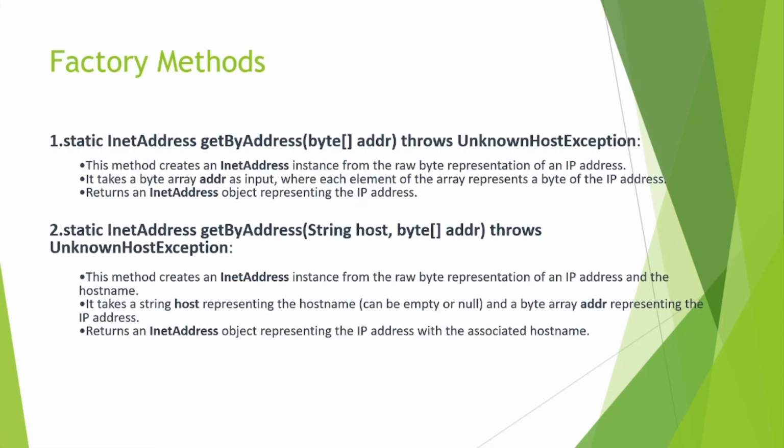Okay, now let's discuss the factory methods. First one is getByAddress, where it takes the parameter as an array of type byte. This method creates an InetAddress instance from the raw byte representation of an IP address. It takes a byte array address as input, where each element of the array represents a byte of the IP address, and returns an InetAddress object representing the IP address.